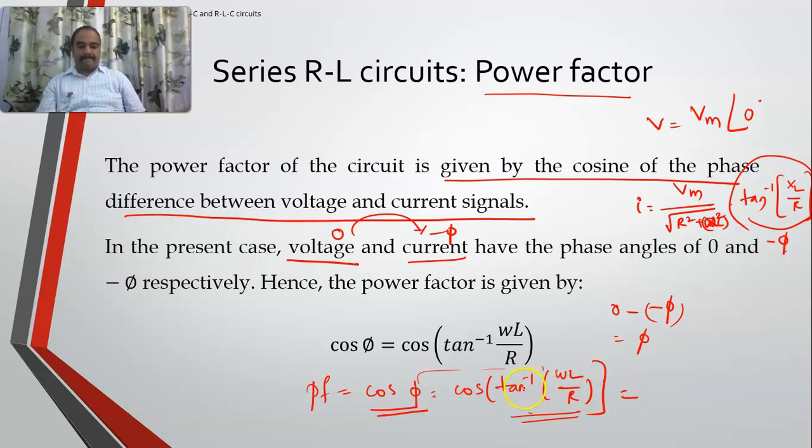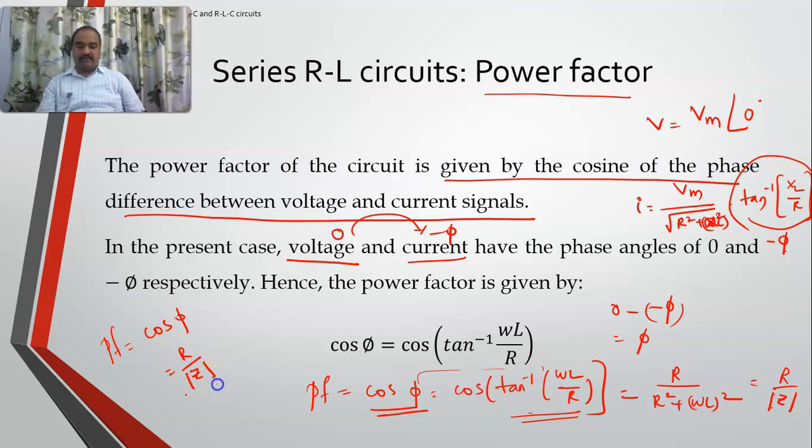now if you see cos of tan inverse of omega L by R, I'll get R by square root of, this is my representation, or I can write it as R by Z, magnitude of Z. Try to remember, this is one more generalized formula. Power factor is cos phi, or you can write it as R by Z, whatever the total impedance magnitude.